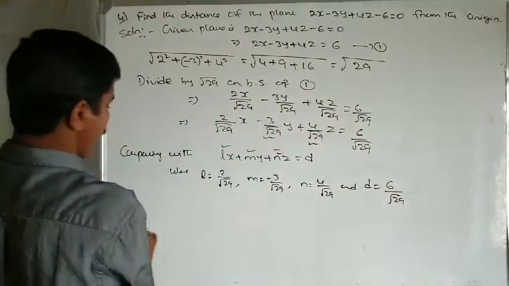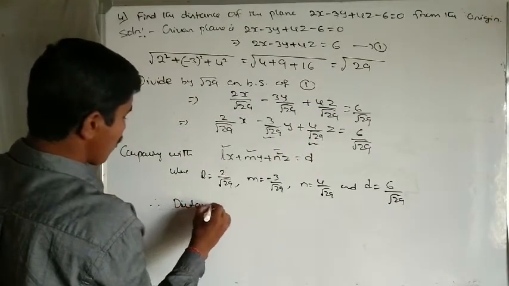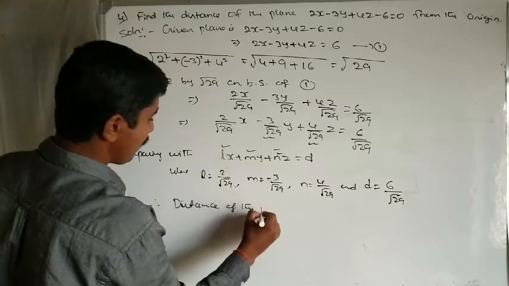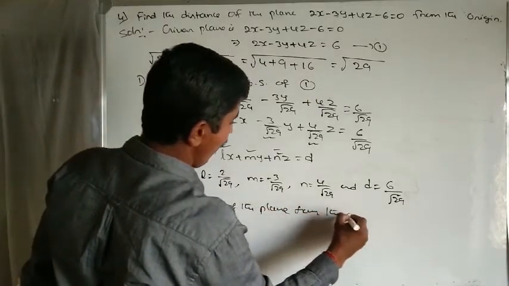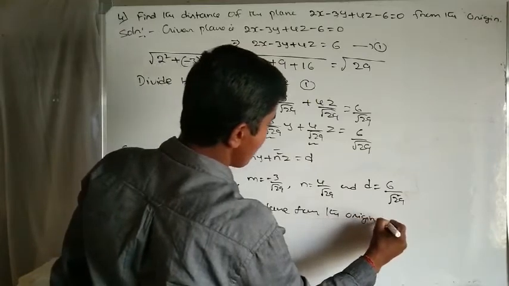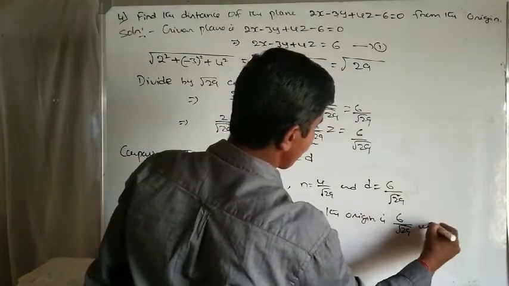Here d means the distance of the plane from the origin. Therefore, the distance of the plane from the origin is 6 by root 29 units.